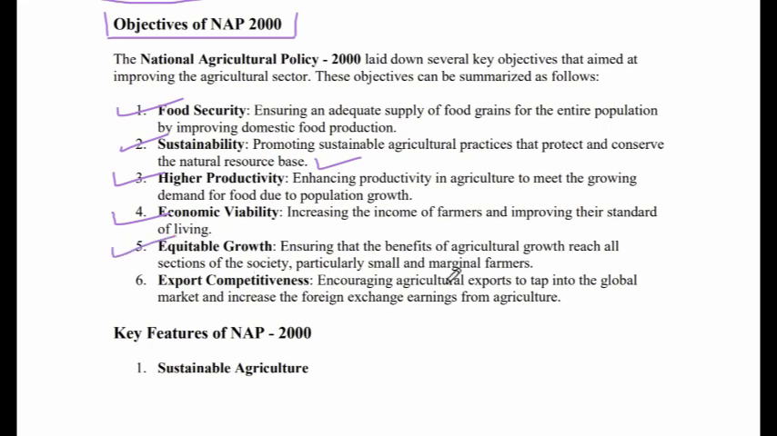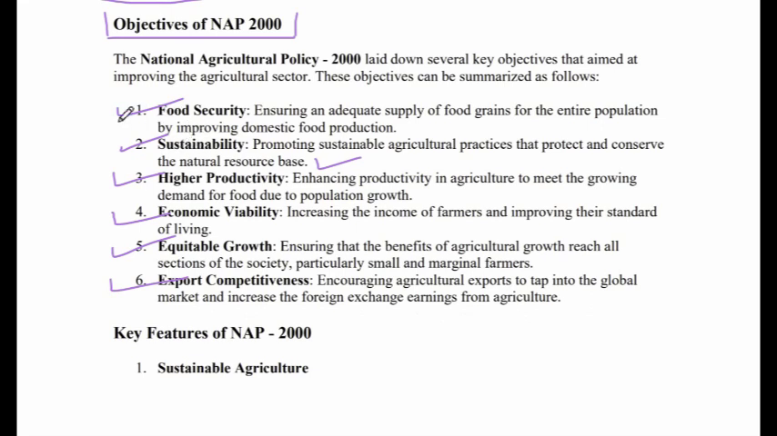Equitable growth, ensuring that the benefits of agricultural growth reach all sections of the society, particularly small and marginal farmers, very important. Export competitiveness, encouraging agricultural exports to tap into the global market and increase the foreign exchange earnings from agriculture. So there are 6 main objectives.